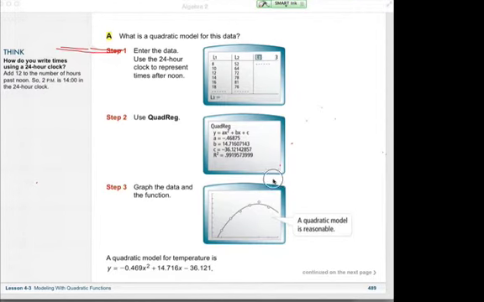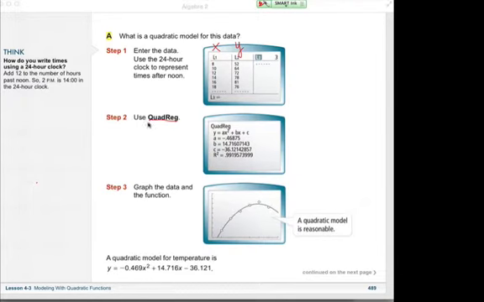What you're going to do on your calculator, and I'll help you with this when we get our calculators out, is enter the data into some lists. So we're going to enter the x values into what we call list 1, and we're going to enter the y values into what we call list 2. I just want to give you the overview here. And then we're going to use the calculator regression function, the quad regression function.